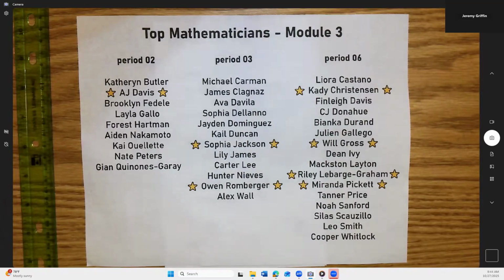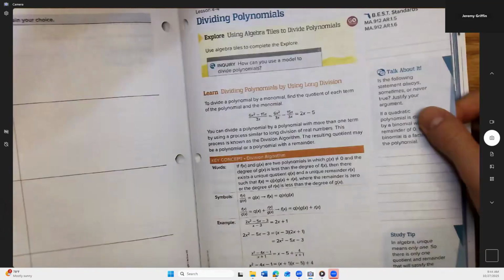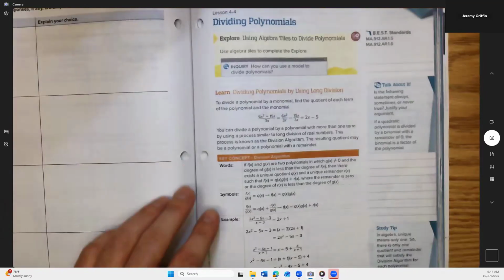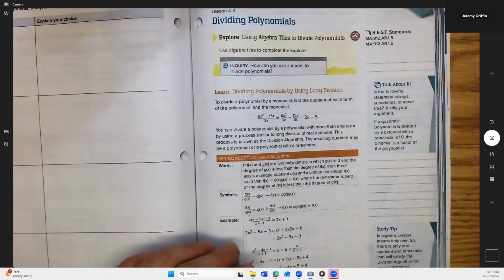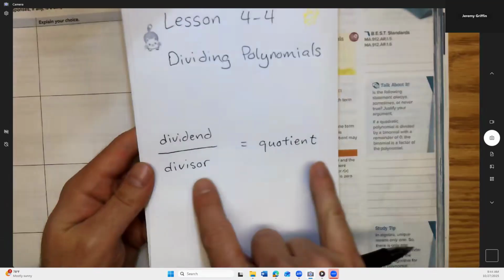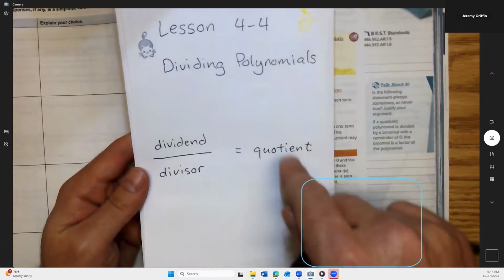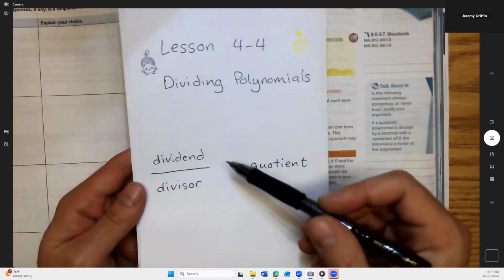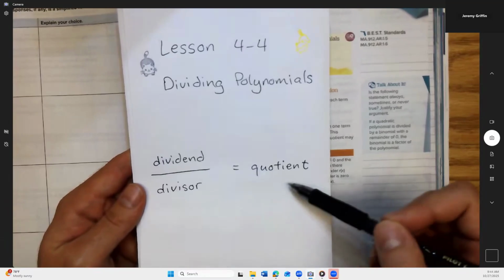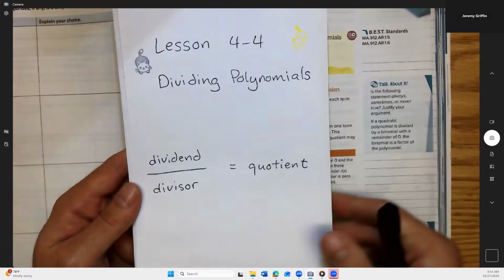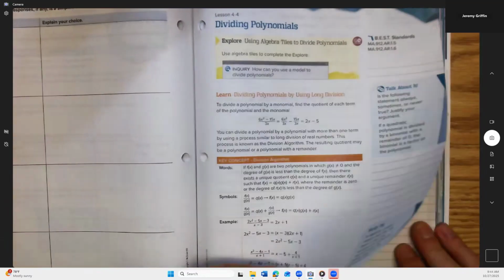All right, so 4.4, dividing polynomials. If you are dividing polynomials here, you guys know you can have a numerator divided by a denominator, and then that'll be the fraction. I might use these terms in here: dividend and divisor and quotient. So that refers to those also. So you can see that right there. All right. So let's try here.